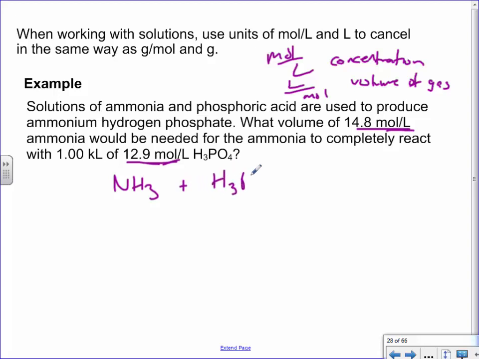It's H3PO4. It's actually this one that's listed right here. Phosphoric acid is H3PO4. And then it says we're going to produce ammonium hydrogen phosphate. Ammonium is an NH4. Does anybody know what a hydrogen phosphate is? Yeah, it's HPO4.